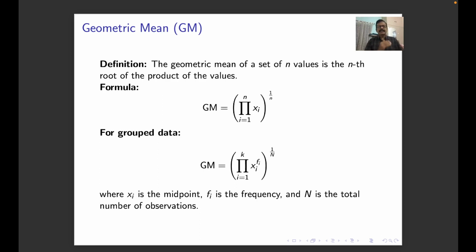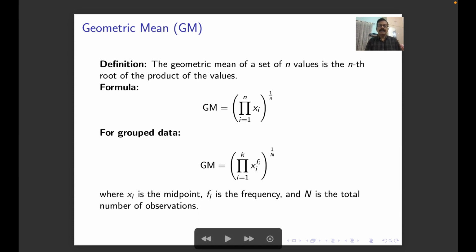In the previous classes, we have discussed mean, median, mode as different measures of central tendency. Next, our interest is geometric mean and harmonic mean. First, geometric mean. What is geometric mean? How to find geometric mean?